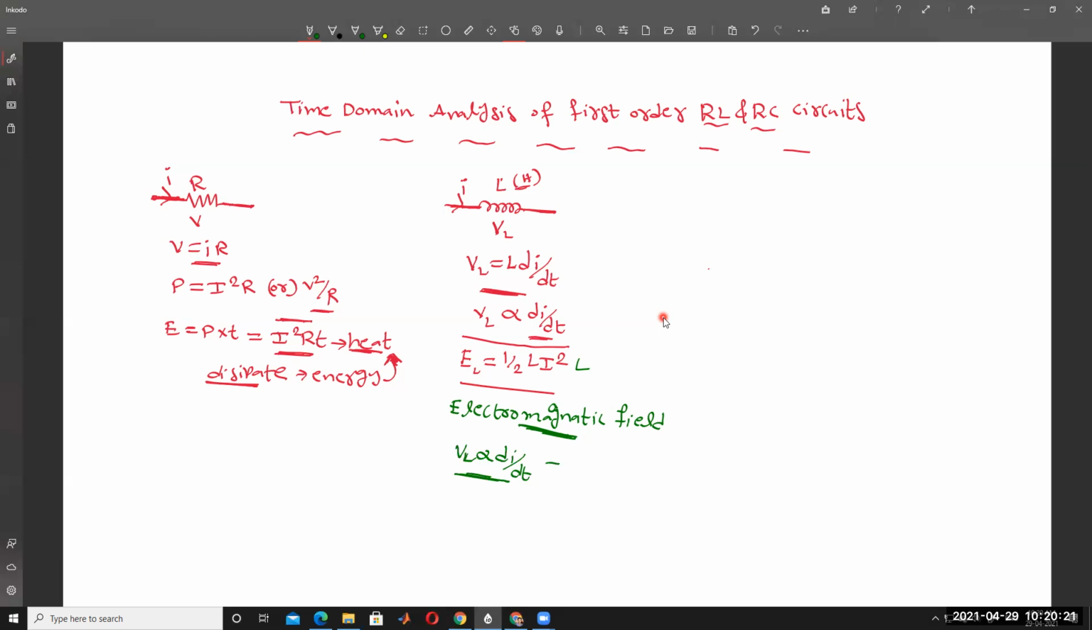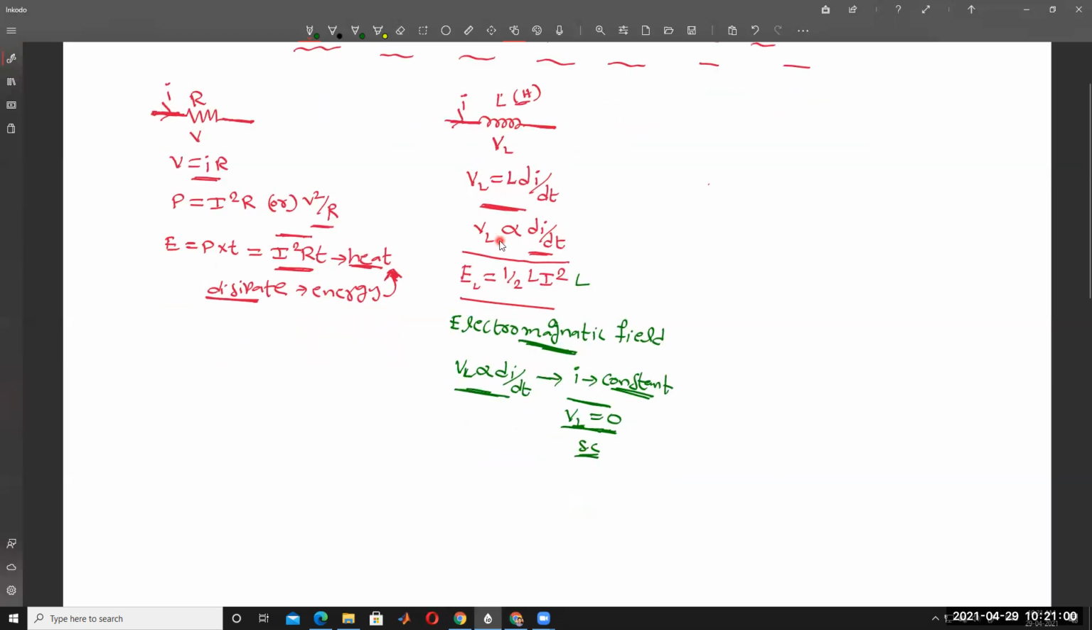That means if the current flowing through the inductor is constant, for example I is equal to constant, what is the voltage across the inductor? V_L is equal to 0. If I is constant, then di by dt is equal to 0, then V_L is equal to 0. So V_L equal to 0 means it acts as a short circuit. The inductor acts as a short circuit if the current flowing through it is constant. If the current changes, only then is there voltage across the inductor. Otherwise the voltage across the inductor is 0. Understand?